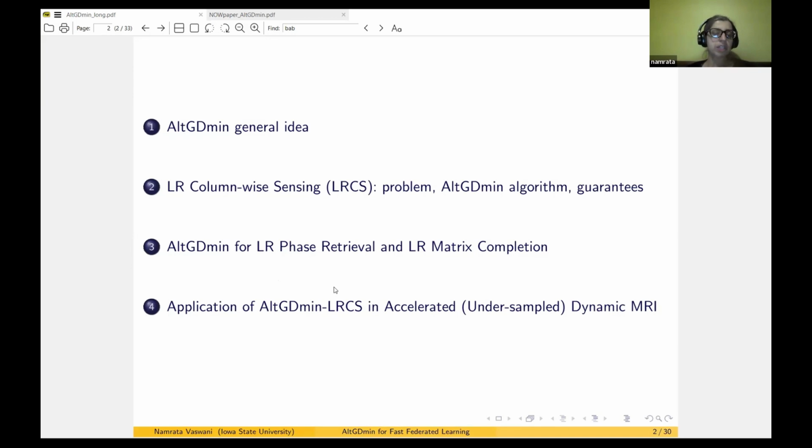The interesting thing about the algorithm is that with very simple changes, it also works really well in practice for actual real data undersampled dynamic MRI. And I'll explain what that means as we get there.